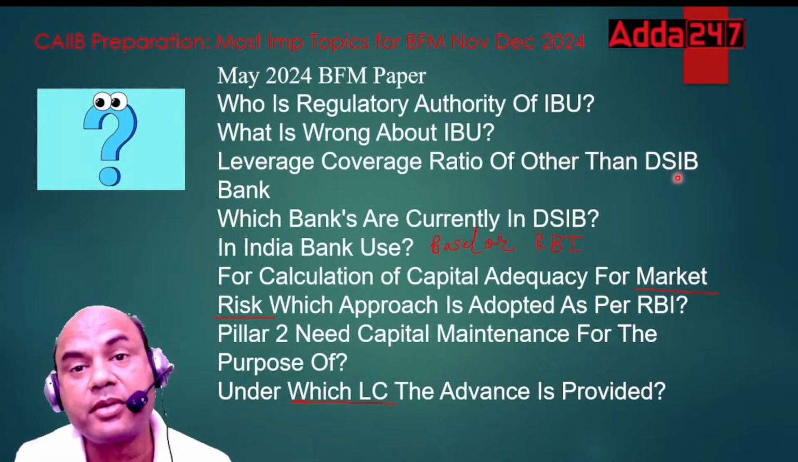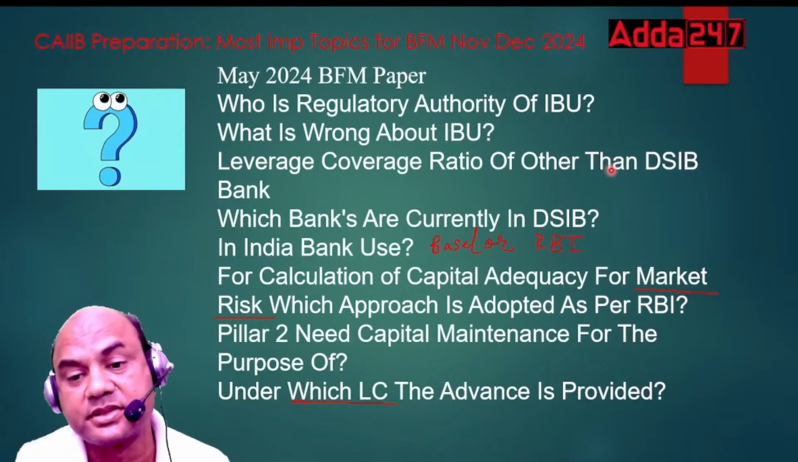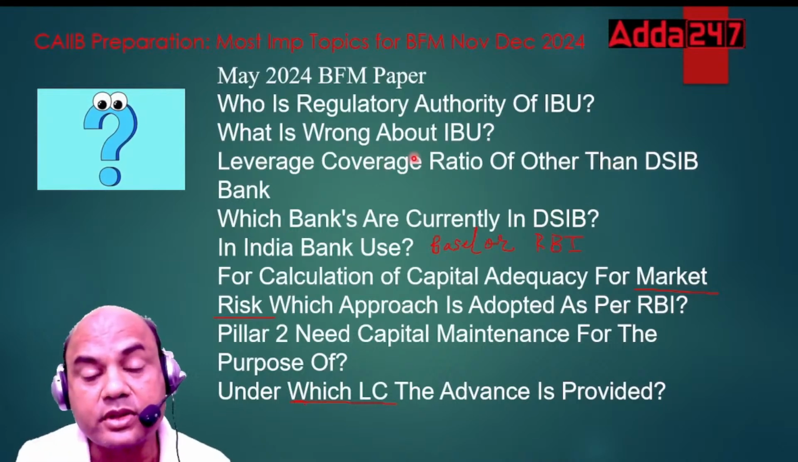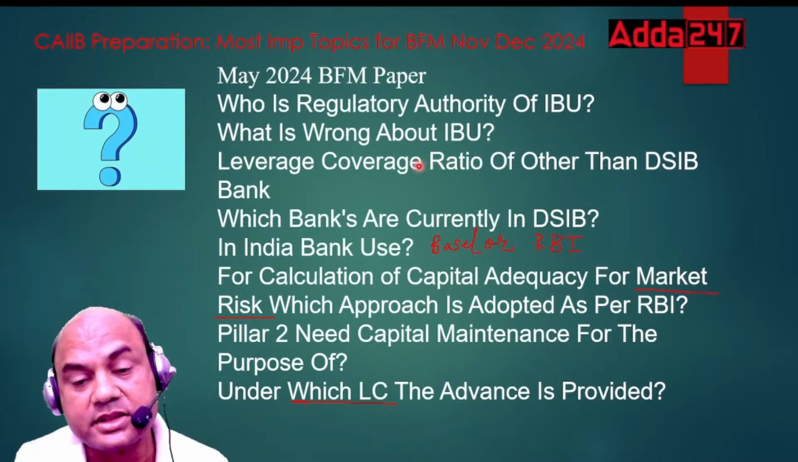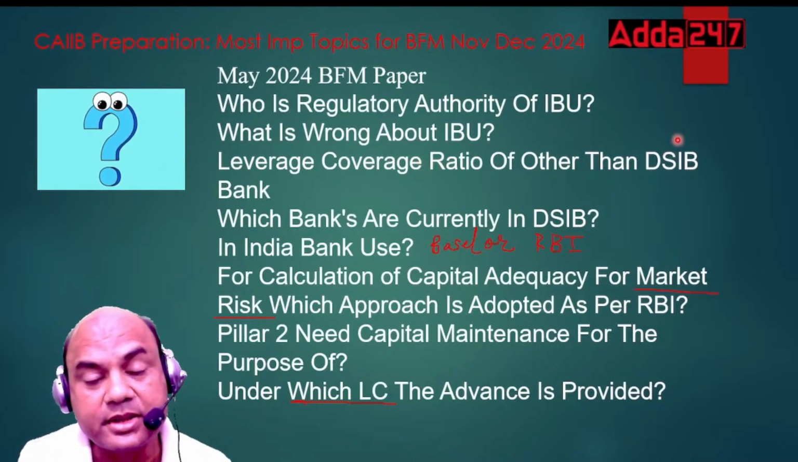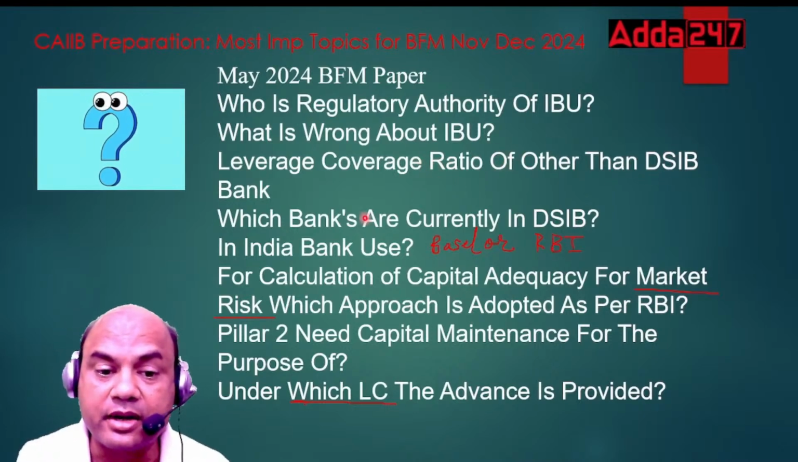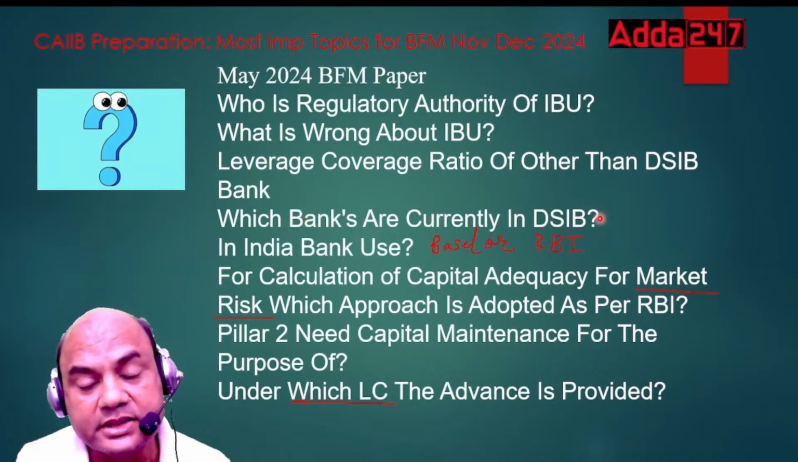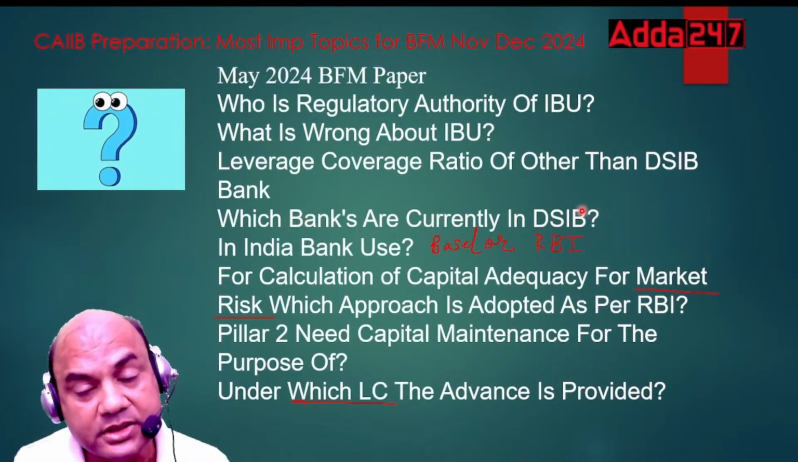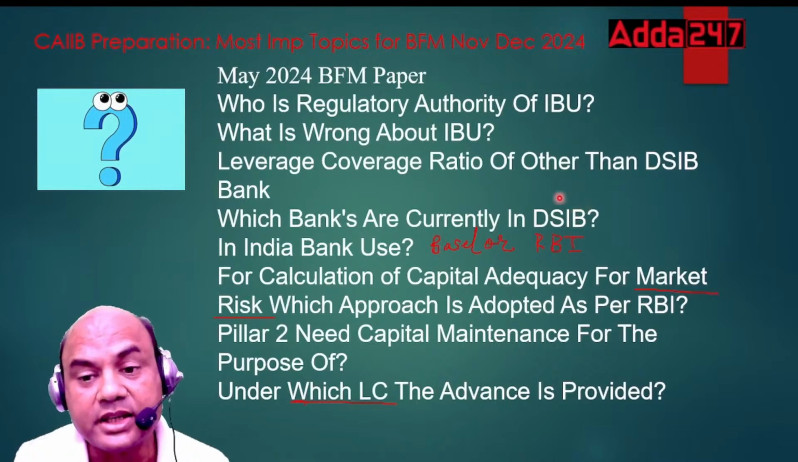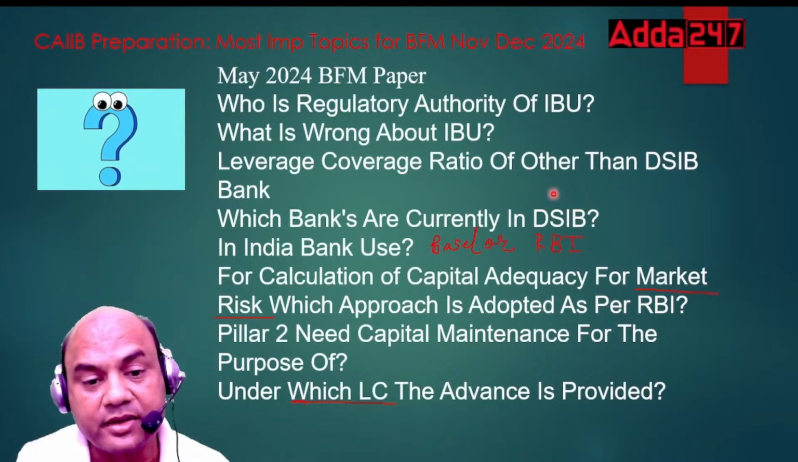DSIB means domestic systemically important banks. Okay. So for LCR, there are two separate ratios: for DSIB separate, and for other than DSIB separate. Which banks are currently DSIB? Okay. Three important banks are there: HDFC, SBI and ICICI Bank.